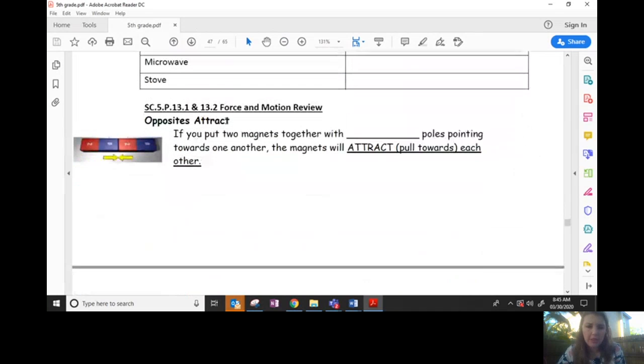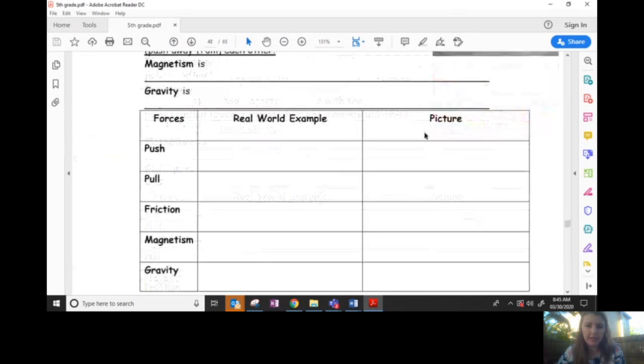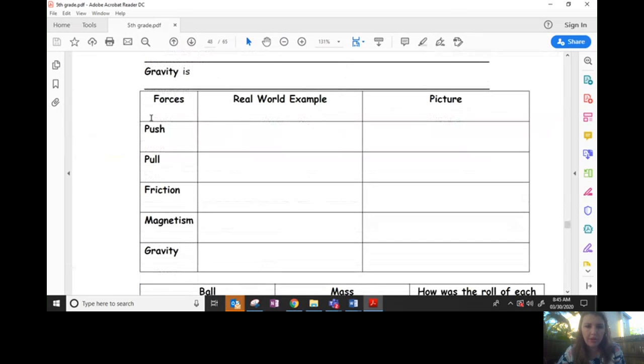Force and motion review, opposites attract. If you put 2 magnets together, with what kind of poles will make them attract? And then more on magnets. Then you have some questions on forces. They want you to list real-world examples and then draw a picture of that example.